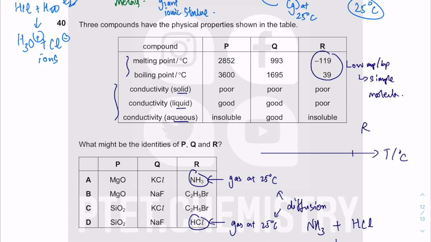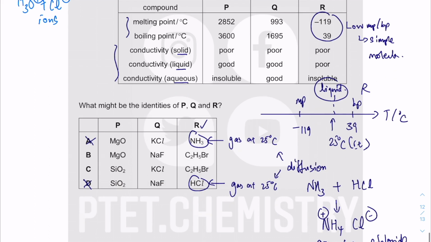Here for R, you have a melting point of 39 degrees Celsius and a boiling point of minus 119, and room temperature is 25 degrees Celsius. So at 25 degrees Celsius, this thing is still a liquid. So it cannot be A or D because that thing is already a gas at room temperature and pressure. So B and C are the same thing. R is sorted out. Now between P and Q, so this is giant molecular, this is giant ionic, this is giant ionic, and this is giant ionic. But if you go for B, you will see Mg2 plus O2 minus versus Na plus and F minus.